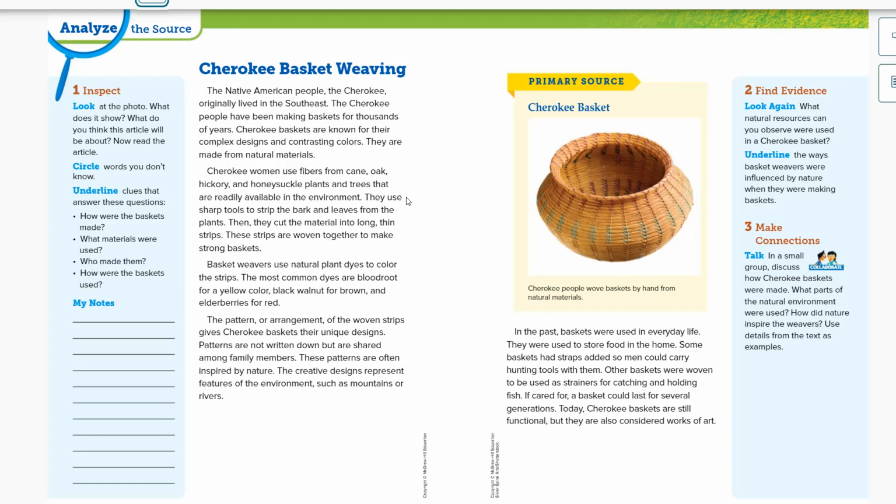Primary source, Cherokee basket. Cherokee people wove baskets by hand from natural materials. In the past, baskets were used in everyday life. They were used to store food in the home. Some baskets had straps added so men could carry hunting tools with them. Other baskets were woven to be used as strainers for catching and holding fish. If cared for, a basket could last for several generations. Today, Cherokee baskets are still functional, but they are also considered works of art.